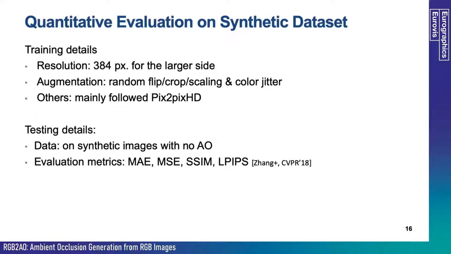We confirm the effectiveness of our proposed model using our synthetic dataset discussed in the last slide. During training and testing, we resize the image so that the larger side is 384 pixels long. We applied data augmentation, which is common in a lot of image recognition tasks, such as random flipping and cropping. We used the test subset of our synthetic data and computed the following evaluation metrics: MAE, MSE, SSIM, and LPIPS.